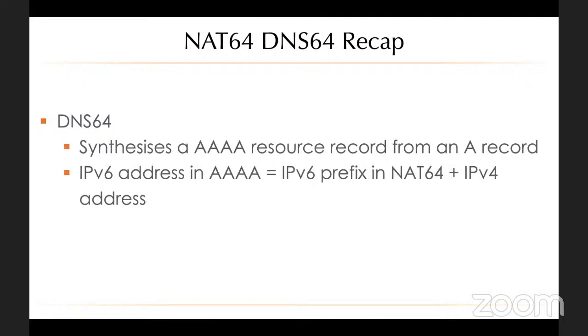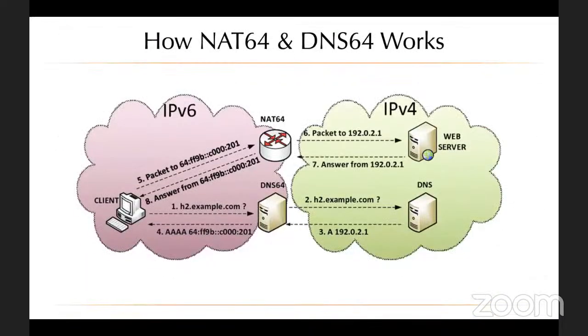So what DNS64 does is to synthesize a quad A record from an A record, right? So the v6 only host does a query, and then apparently the server is v4 only, right? But since we've enabled DNS64, what's going to happen is it's going to synthesize an IPv6 address based on the A record, and then return this synthesized quad A record to the host. So let's look at how DNS64 and NAT64 work.